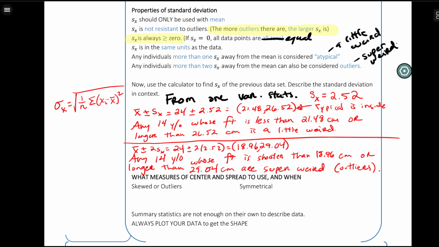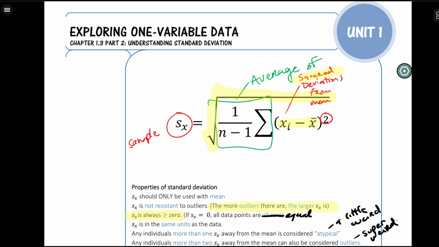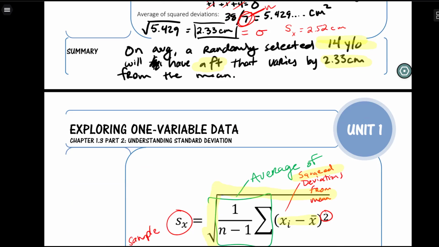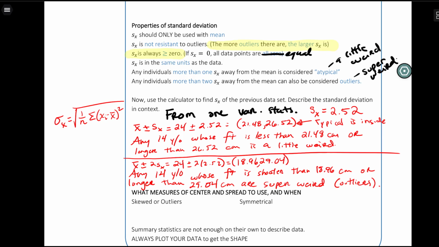In fact, that is our exact outlier rule that we talked about in our last lecture. So, do we have any outliers? Do we have any individuals whose feet are less than 19 centimeters? No. And we don't have any individuals whose feet are longer than 28 centimeters. So we have no outliers in this case, but standard deviation gives us that barometer of weirdness. It gives us an interval of what we should typically expect to see. If we happen to see an individual that falls outside of that expectation, we're like, whoa, that person's a little bit weird.